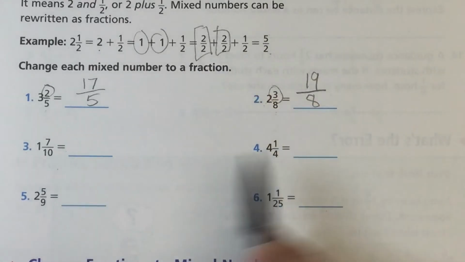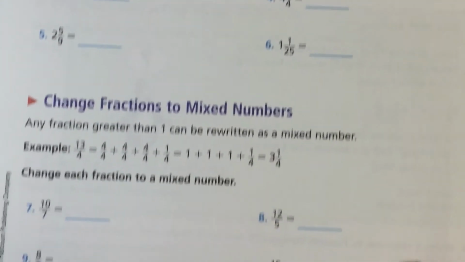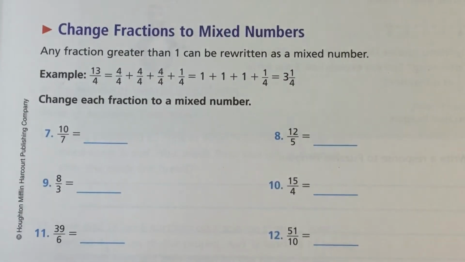Go ahead and do the rest of these on your own, remembering to always follow those steps, and you can always rewind this video if you forget what to multiply and what to add. Okay, and then at the bottom, we're quickly switching gears. We're going to be changing the improper fractions to mixed numbers.